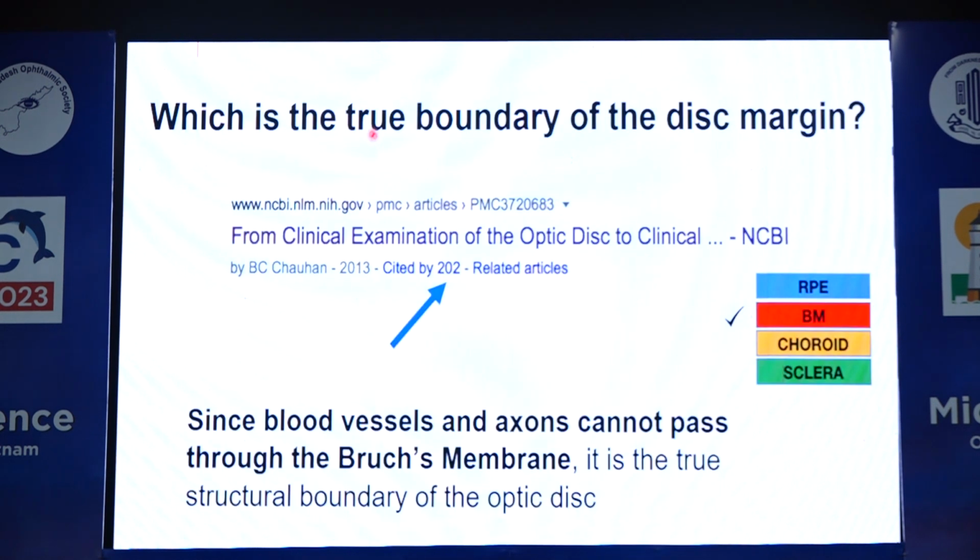So this study by Chauhan et al., which is the most cited, was a path-breaking study which put to rest all the confusion. That is, the true margin of the disc is not the scleral ending, it is the Bruch's membrane termination, because no blood vessels and axons can pass through the Bruch's membrane. So Bruch's membrane will be taken as the structural boundary of the optic disc.